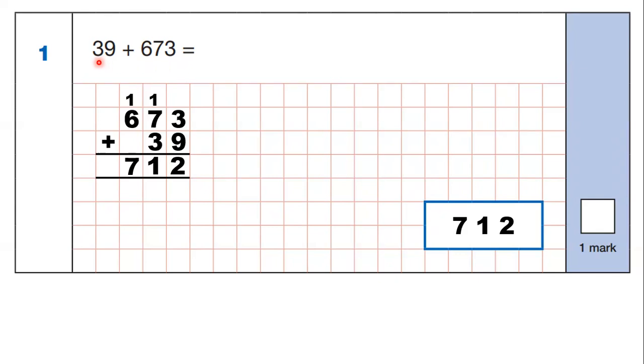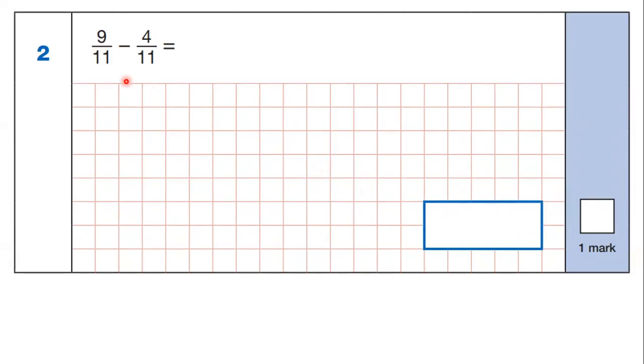So 39 is close to 40, and if we add 40 to 673, we get 713, because we have 67 tens, and if we add 4 tens, we get 71 tens. But 40 is one more than 39, so we need to adjust by taking away 1 to get the answer.